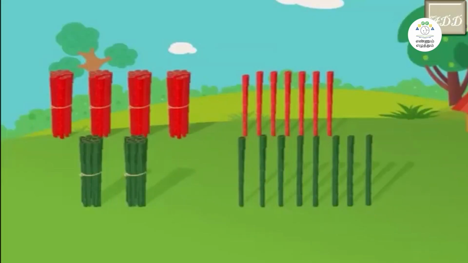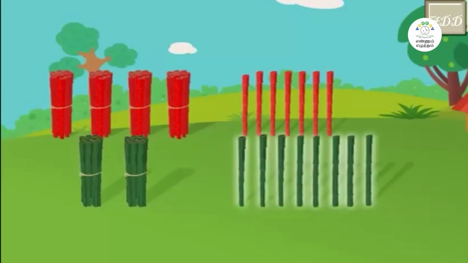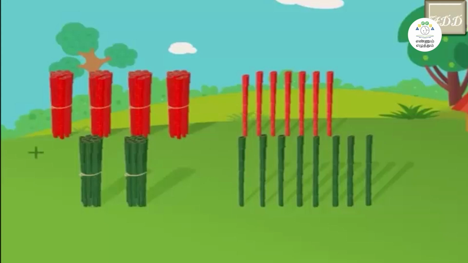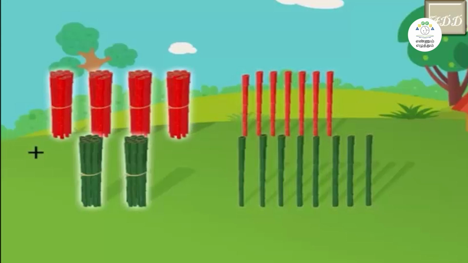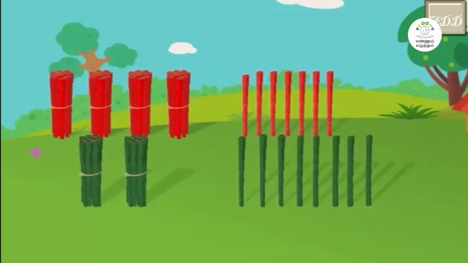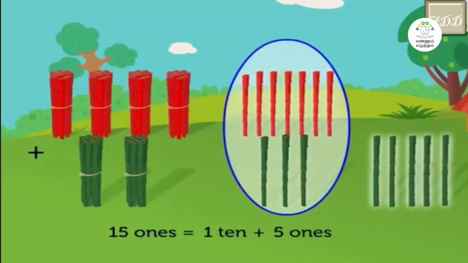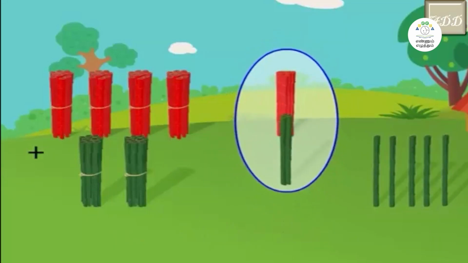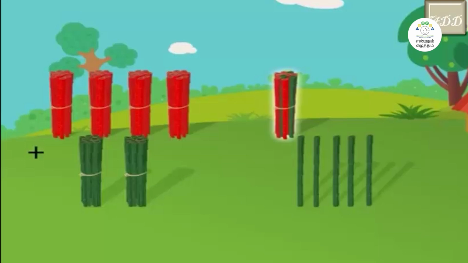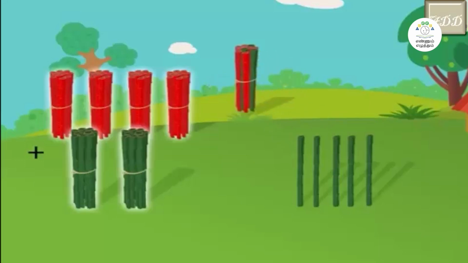So, there are 4 tens and 7 ones, red bamboo sticks, and 2 tens and 8 ones, green bamboo sticks. Now, as we know, we first have to add the ones and then the tens. So, 7 ones plus 8 ones is equal to 15 ones. Now, 15 ones is equal to 1 ten and 5 ones. So, we regroup it, that is, we take the 1 ten bamboo sticks and place it with the other tens.